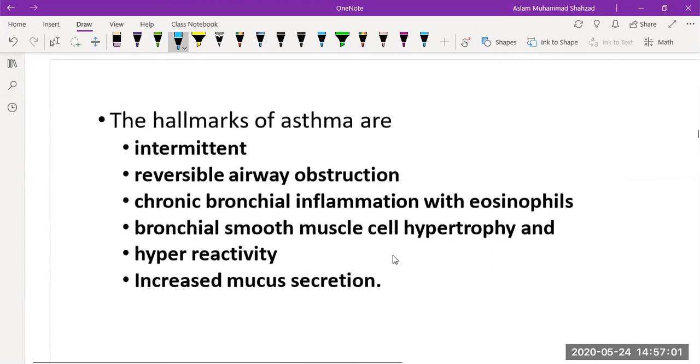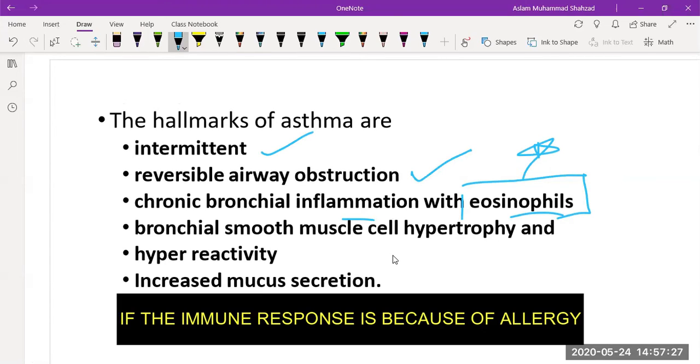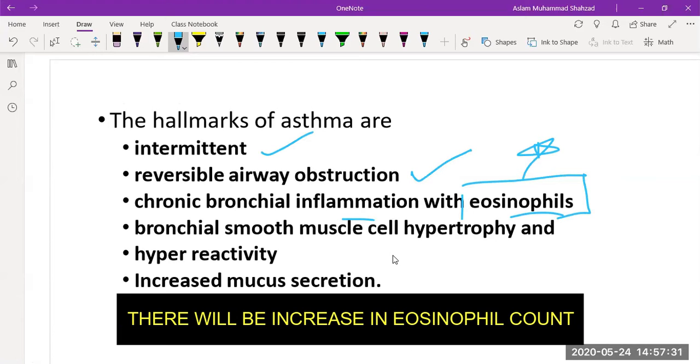The hallmark of asthma is that it is intermittent. What is meant by intermittent? It is not continuous. A reversible airway obstruction means that the obstruction can be reduced or removed after a certain time. Then chronic bronchial inflammation occurs with eosinophils. That is very, very important. Why are eosinophils important? Because remember this point: whenever a person is allergic, or has an immune response because of allergy, the eosinophil count will be increased. And I already discussed this in our previous lectures.